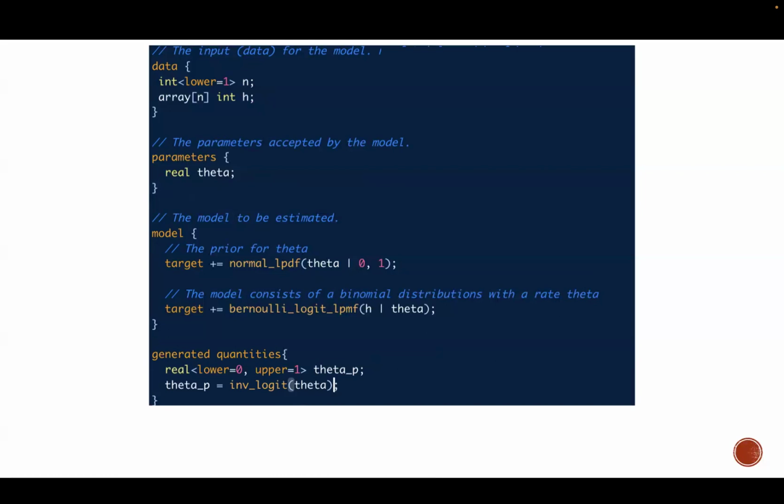In the generated quantities, what we can do is say there is a new variable that we are interested in, which is a real number with a lower boundary of 0 and upper boundary of 1, which we call theta p, or theta posterior, theta probability, I think, which is given by the inverse logit of theta. So that in the output of the model, we're also going to have a nice theta p parameter, which we can read and understand. Does that make sense?